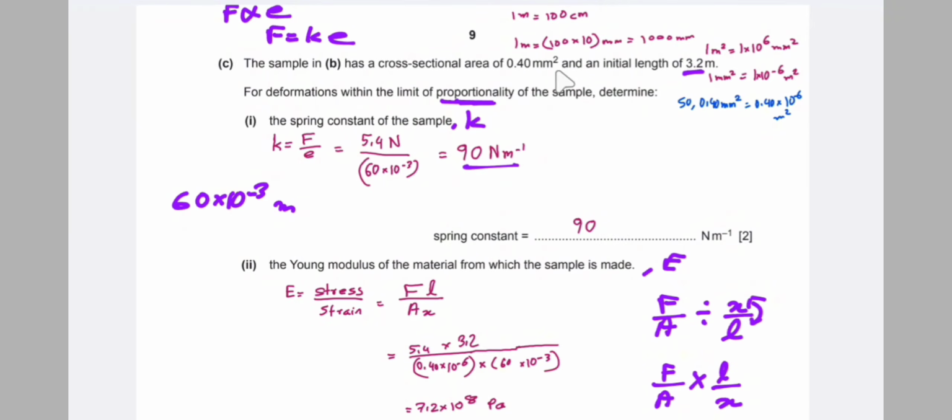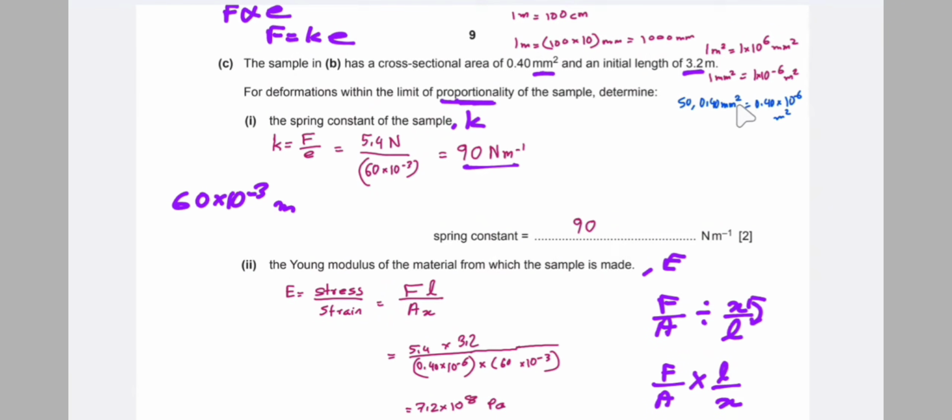So what is the cross-sectional area? We must convert millimeter square to meter square. We know that 1 meter is equal to 100 centimeter, and 1 meter is equal to 100 into 10, that is 1000 millimeter. So 1 meter square is equal to this much millimeter square. So 1 millimeter square is equal to 1 by 10 to the power 6 meter square, that is 1 into 10 to the power minus 6 meter square.